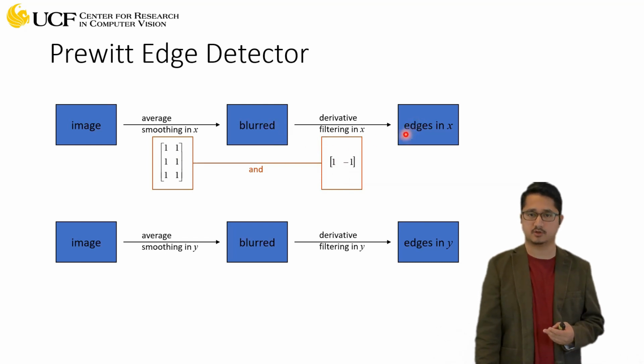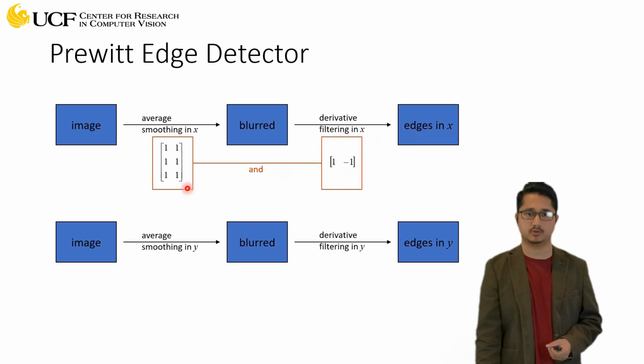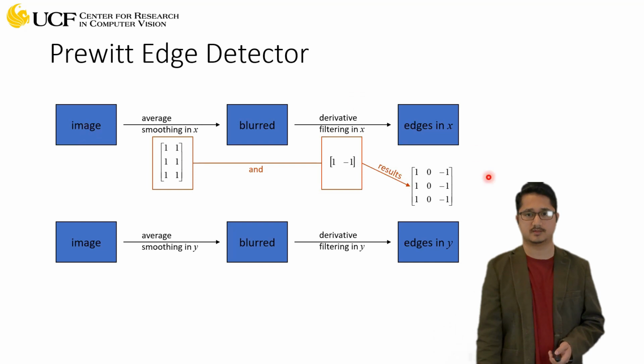The other way, which is an optimized version, is you don't have to perform two different steps. You can actually combine these two filters into a single filter. And then you just use this filter on the input image, and that is going to give you edges.